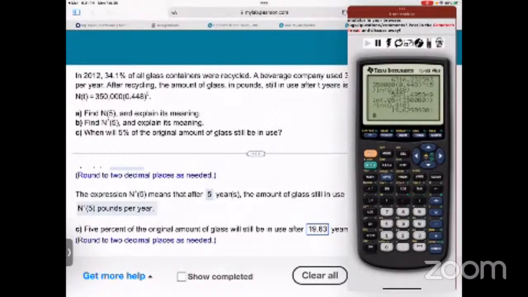Let me think. Then we divide by the log of 0.448. 20 years. Round to 2 decimal places is needed. 63. Let me see. Only other thing I could think is instead of 0.05, it might be supposed to be 5.